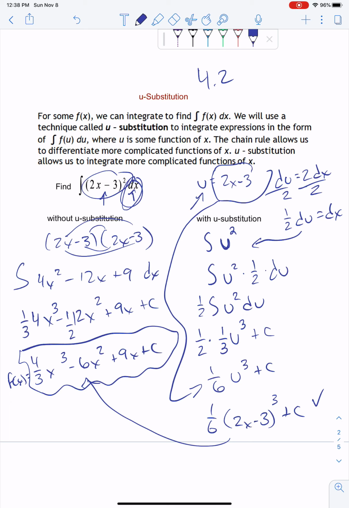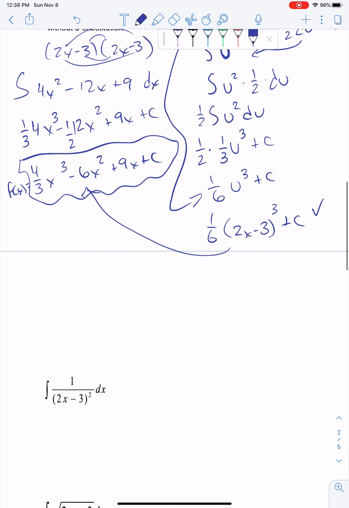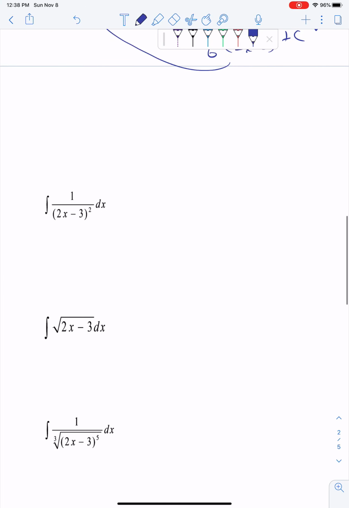So basically what we are doing is we are looking at our original function, and when it gets more complicated, we're looking at the inside of the function for what we can replace with a u. So some examples right here. I've got 1 over 2x minus 3 squared. First of all, I can bring the 2x minus 3 to the top. But before I do that, well, maybe we should. That's basically the integral of 2x minus 3 to the negative 2 dx.